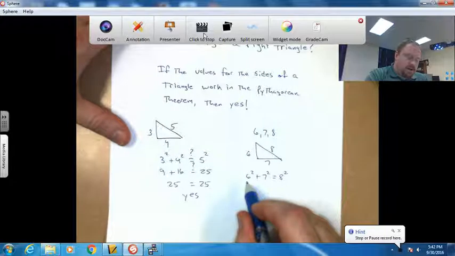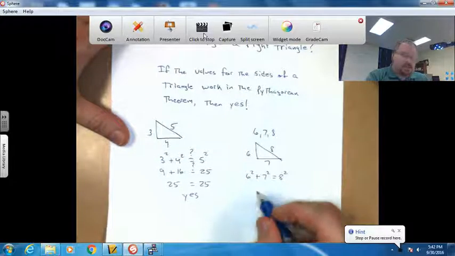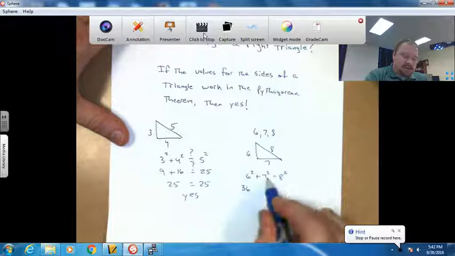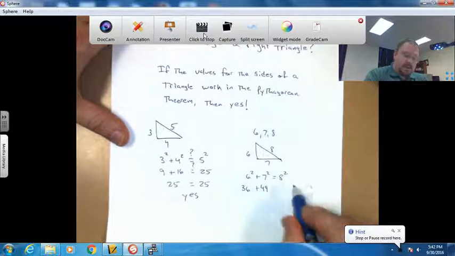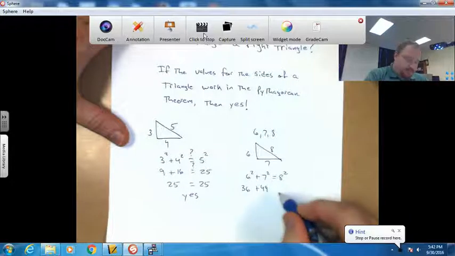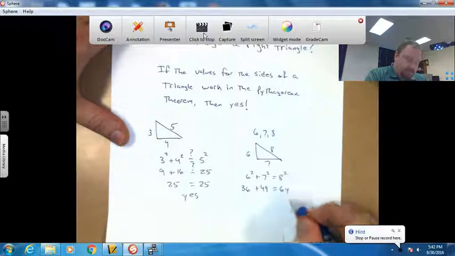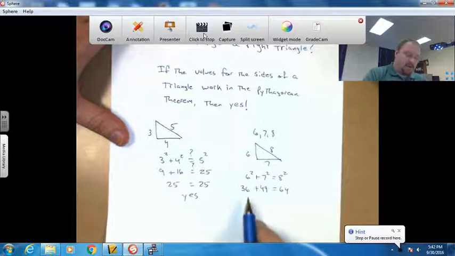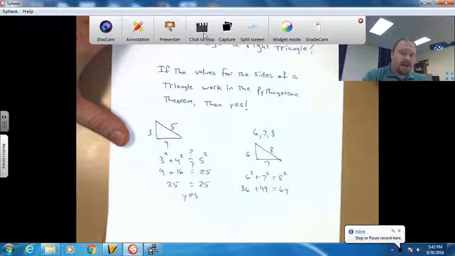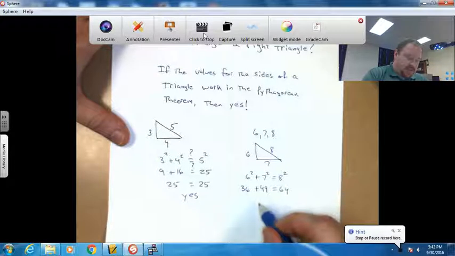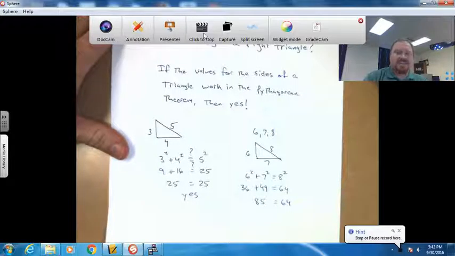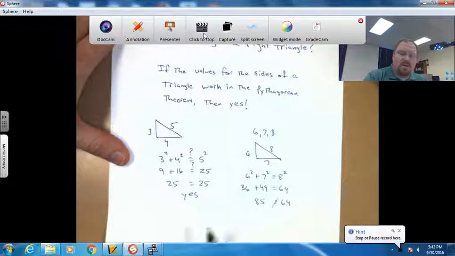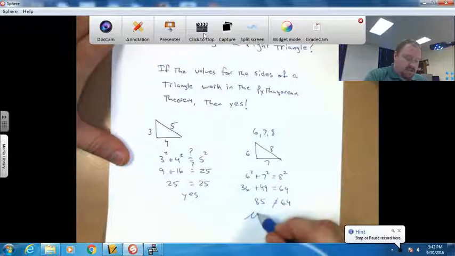So here we go. 6 squared, 6 times 6 is 36. 7 squared is 7 times 7, that's 49. 8 squared is 64. 36 plus 49 is 85. 85 does not equal 64, so 6, 7, and 8 do not form a right triangle.